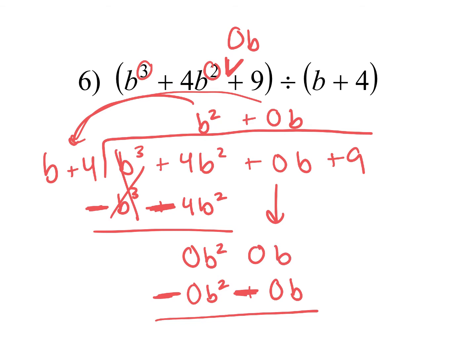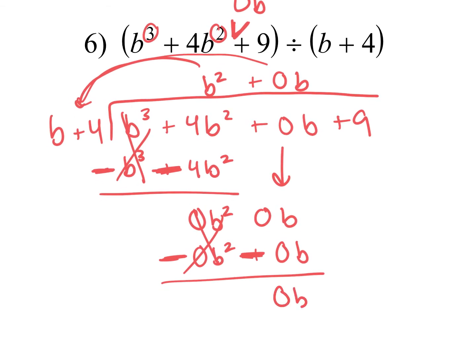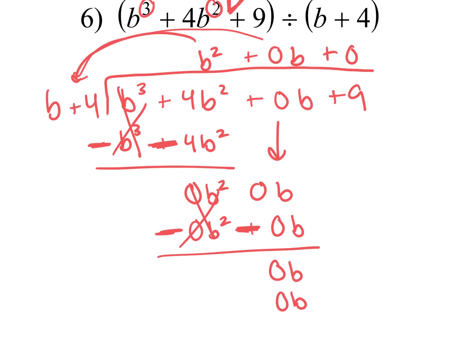Drop down the 0b. These cancel. Again, I'm left with 0b. What do I do next? Divide. So if I take away b from 0b, it's just 0. Then we multiply. 0 times b. 0 times 4. 0. Then change the signs.